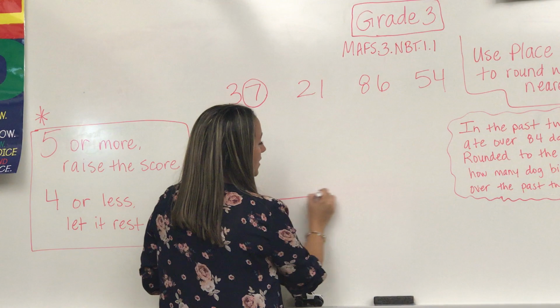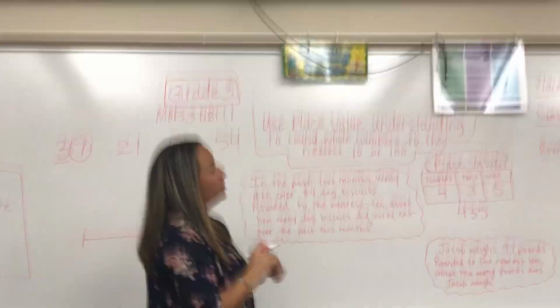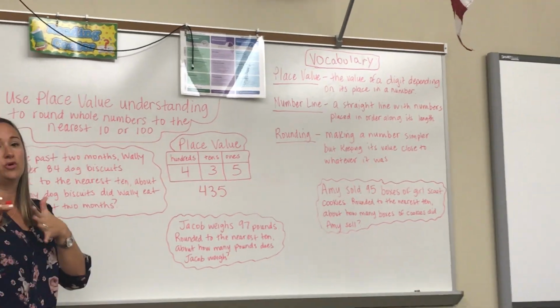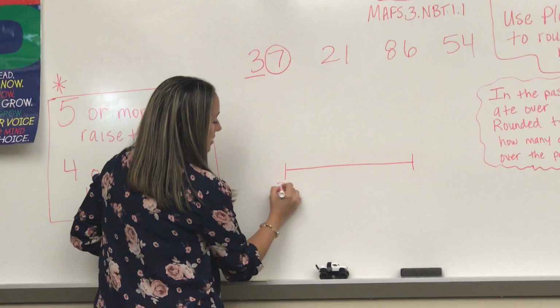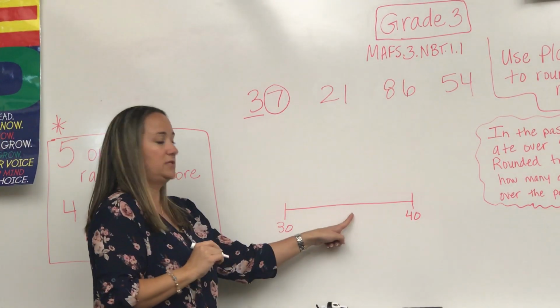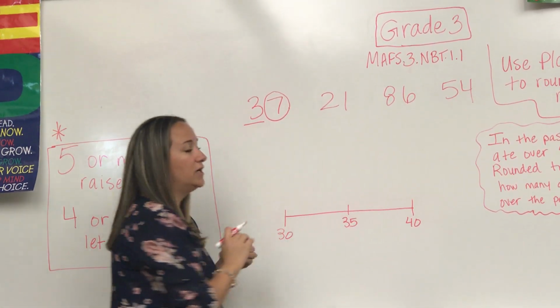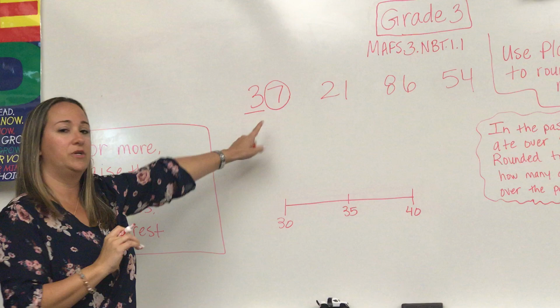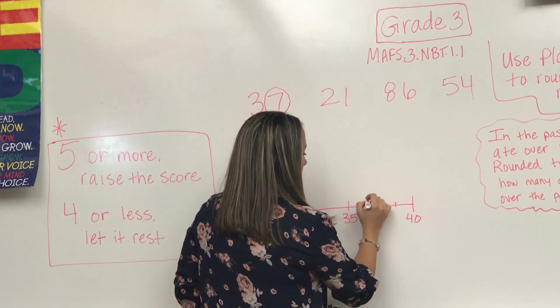So another way to show this is to draw a number line, which is a straight line with numbers placed in order from least to greatest. And so for this number, I'm going to put a 30 on the one end, and then a 40 on the other. And I always like to put the middle number in. So we're going to put 35 there. And so when we look at number 37, that falls right here.